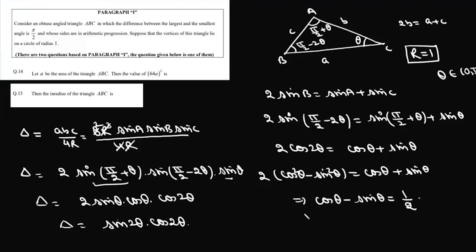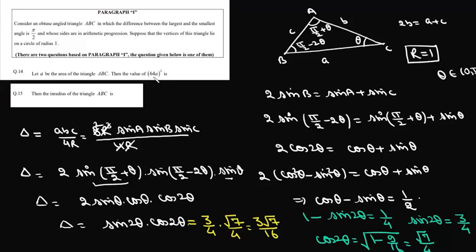Now we need to find the value of sine 2 theta and cos 2 theta. So what we'll do is we'll square this. We'll write 1 minus sine 2 theta is 1 by 4. So from here sine 2 theta will be simply 3 by 4. And if sine 2 theta is 3 by 4, then cos 2 theta will be simply under root 1 minus 9 by 16, so root 7 by 4. So the area of this triangle will be sine 2 theta, which is 3 by 4, times root 7 by 4. So this is 3 root 7 by 16, and that's your delta.